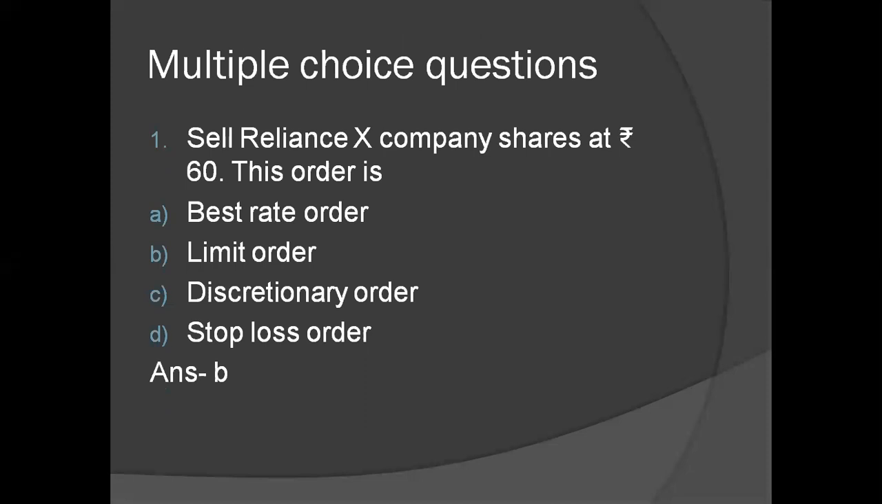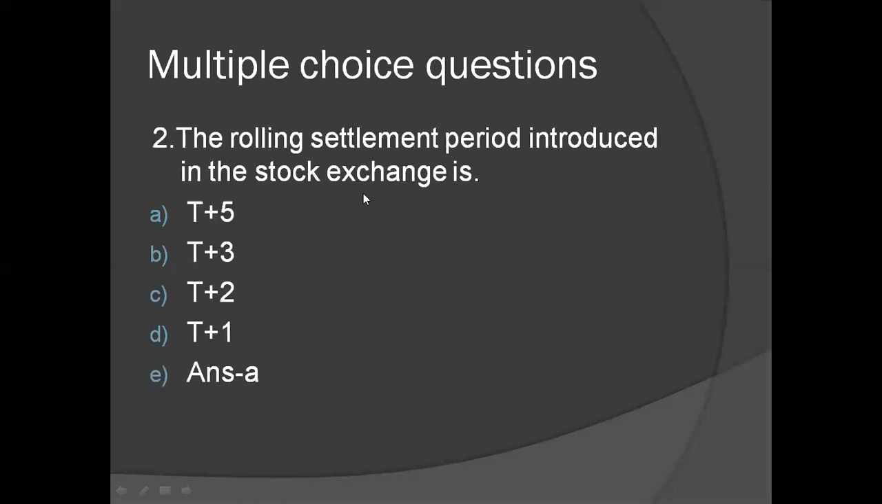The first multiple choice question is: sell Reliance X company shares at rupees 60. This order is best rate order, limit order, discretionary order, or stop loss order. So we have seen the example of Wipro. So this is a Reliance based question, and the answer is limit order because the price is specified here. The second one is the rolling settlement period introduced in the stock exchange is 3 plus 2 days.